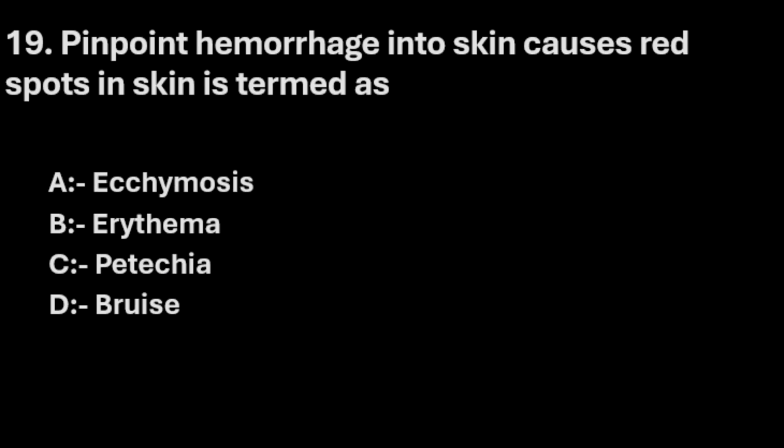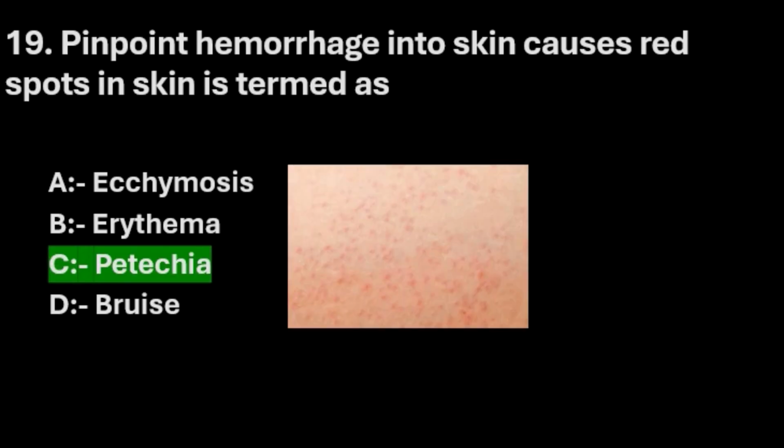Pinpoint hemorrhage into skin causing red spots in skin is termed as option A, ecchymosis, option B, erythema, option C, petechia, and option D, pus. Right answer here is option C, petechia. Petechia, you can see, it is the pinpoint hemorrhage into skin that causes red spots in skin.